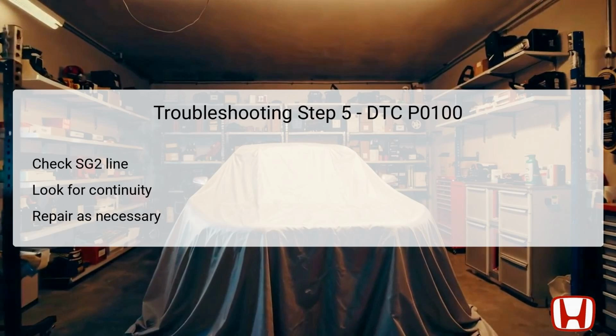The fifth step focuses on conducting a continuity check on the SG2 line, another critical component of the MAF sensor circuit. As with previous steps, ensure the vehicle is in the off-lock position before proceeding. Measure continuity between test points 1 and 2. Here, test point 1 is the female terminal number 2 of the MAF sensor IAT sensor 1 connector, while test point 2 corresponds to the signal pin number 78 in the PCM connector E.